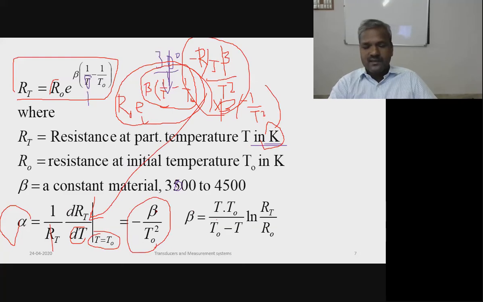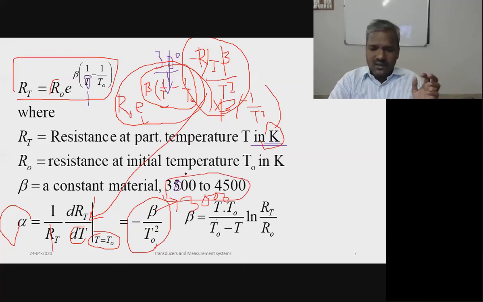Suppose beta is 3000. Among this range, we are taking some value from 3000 to 4000 or 5000. So take beta as 3000, divided by t naught square, at room temperature. Room temperature is 30 degrees Celsius, plus 273, adding 273 to get Kelvin.